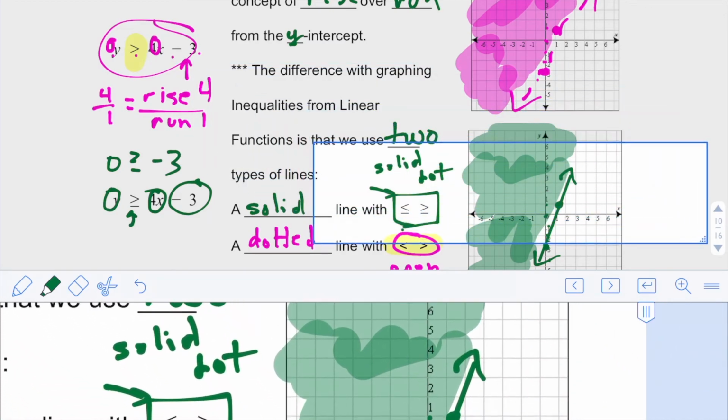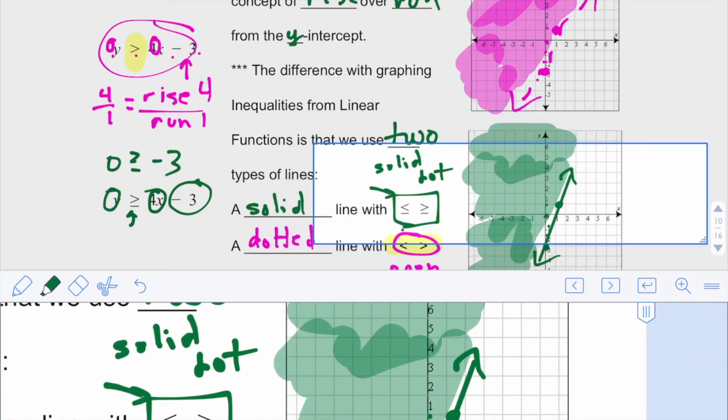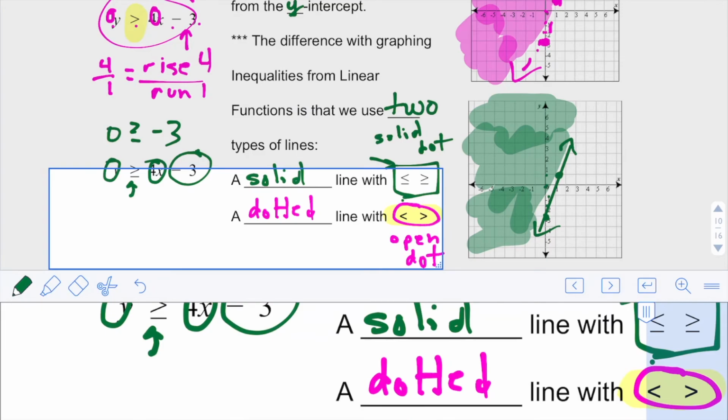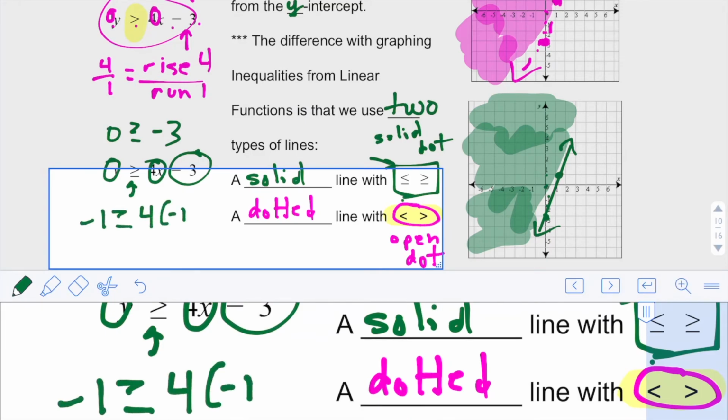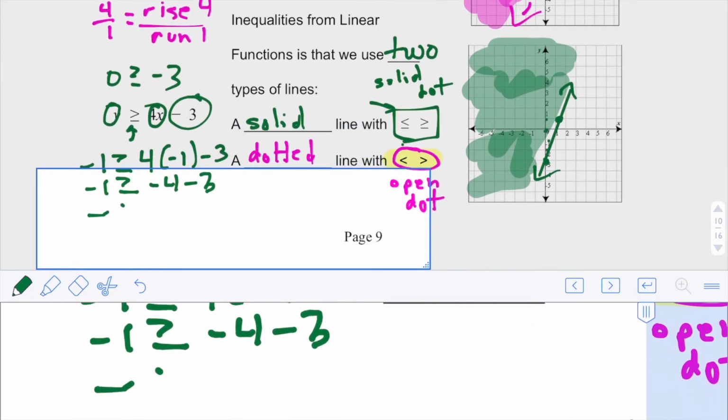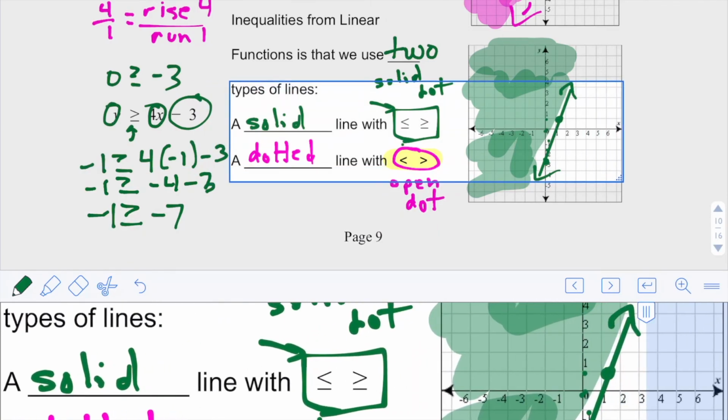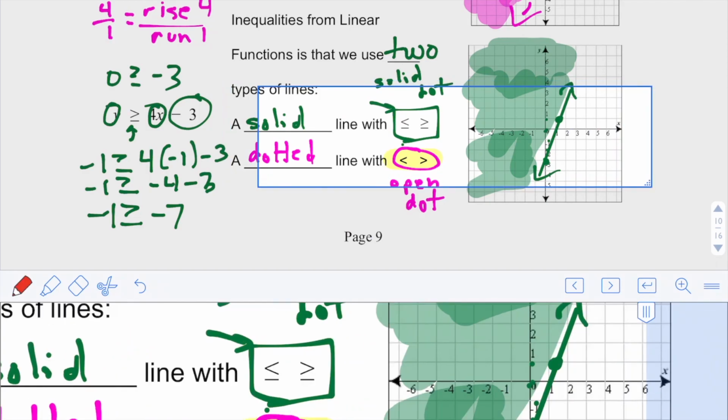So if we pick a solution, let's say -1, -1, and plug it in over here: -1 is greater than or equal to 4 times -1 minus 3, that gives us -1 is greater than or equal to -4 minus 3, which turns into -1 is greater than or equal to -7. Well, we know that -1 is bigger than -7, right? So that means this point right here, -1, -1, should fall into the solution shade, and it does. Good luck on your practice sets.